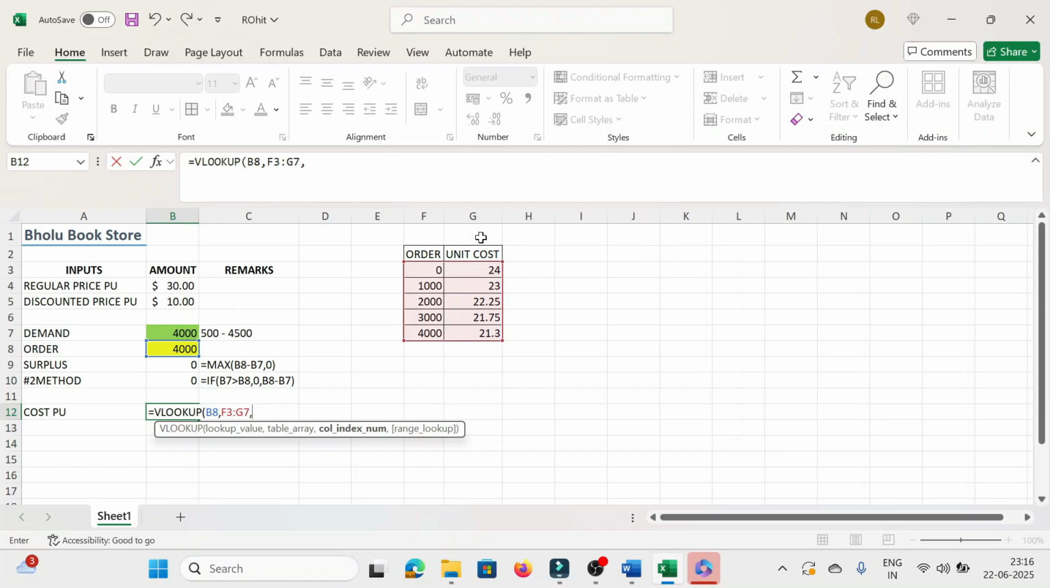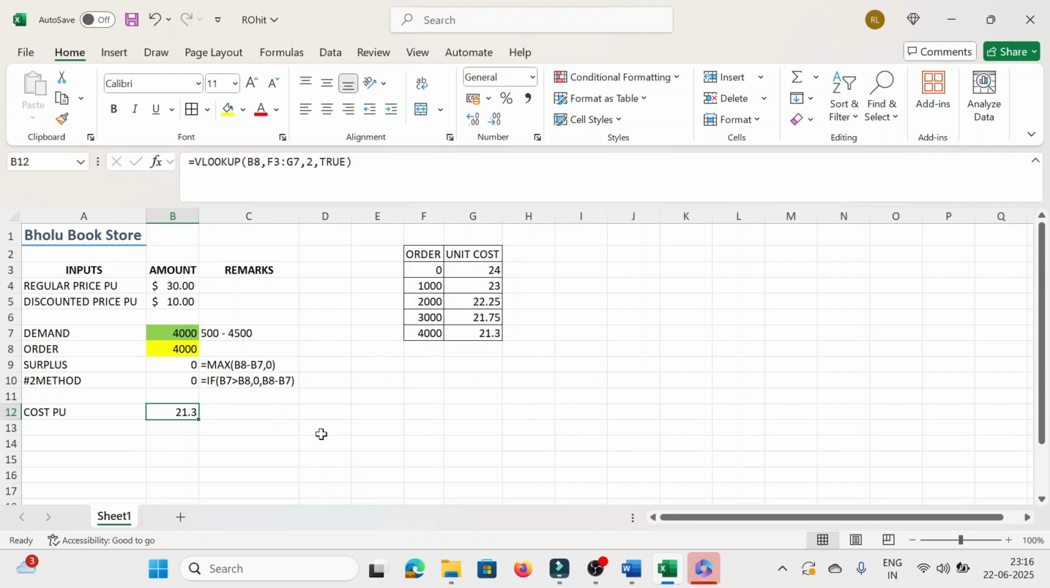I will give the index number. See, this is 1, the order value, and this is my second index number. So I will give the second index number. And moving towards the last thing, that is approximate match. When I just click OK, you can see here the cost changes. So I will again copy this formula and I will paste it here.